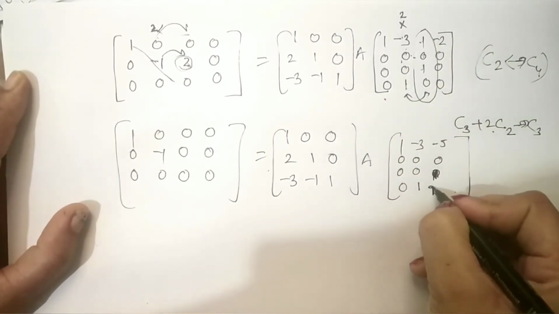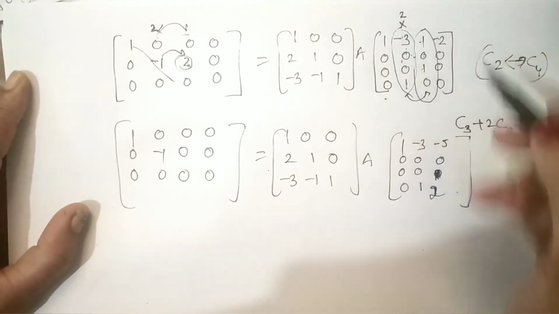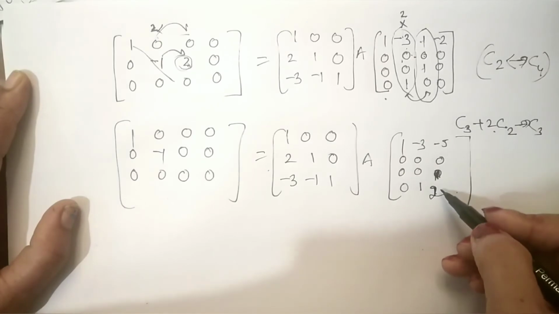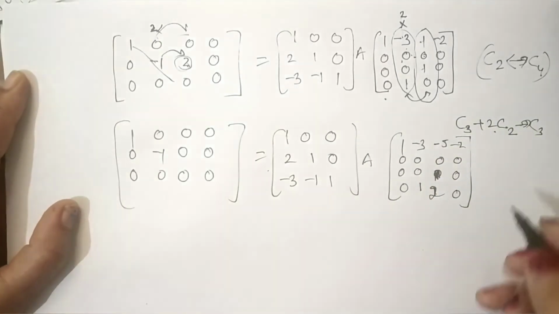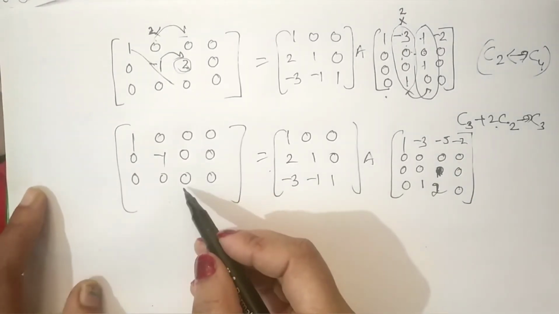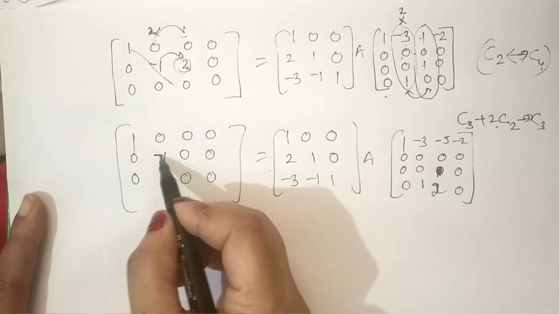sorry, 2, because we have to multiply whole this column by 2 and add it to the third column. So we get this thing, minus 2 0 0 0 as it is. So after these two operations we get this.